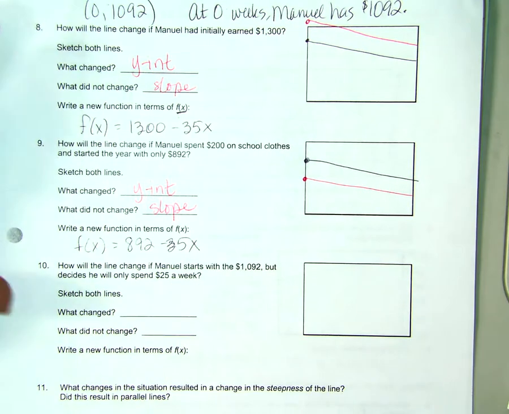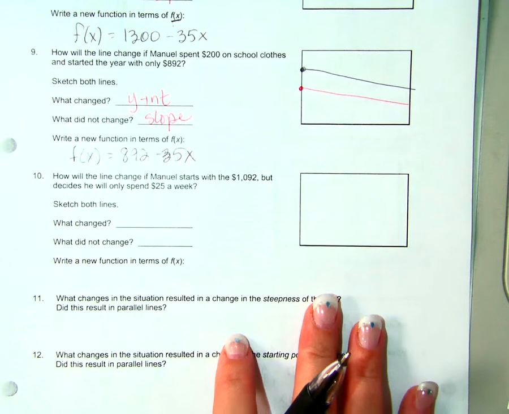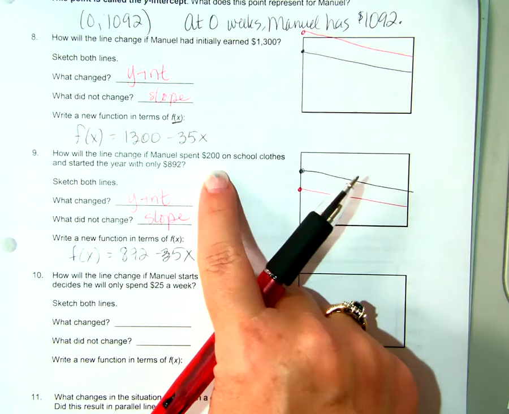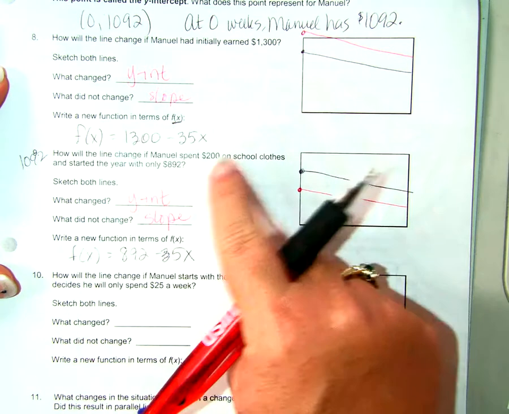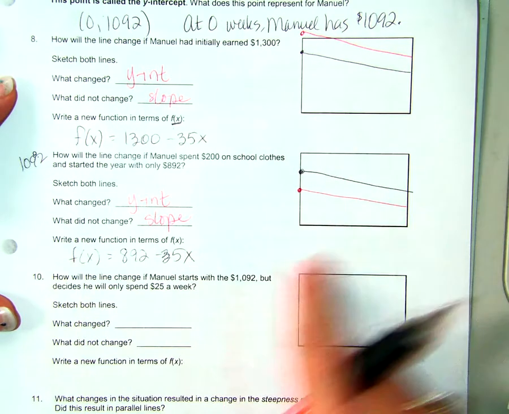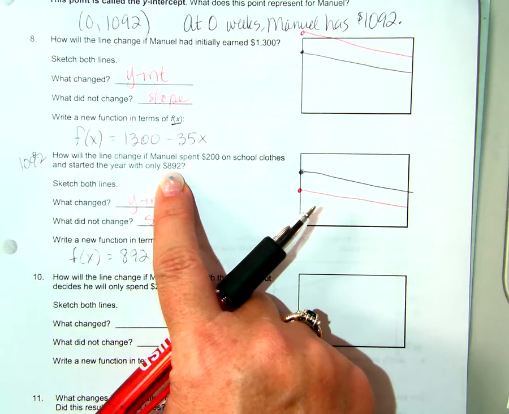Very good. Minus 35x. f of x equals 892 minus 35x. Ma'am. What about the 200? That's a good question. He had 1092 to start with, right? He started with 1092 and he spent 200. So when this whole time started, how much money did he have? 892. Does that make sense?